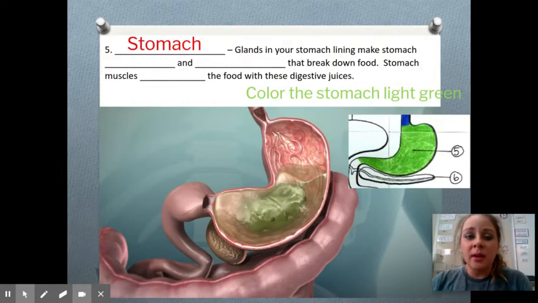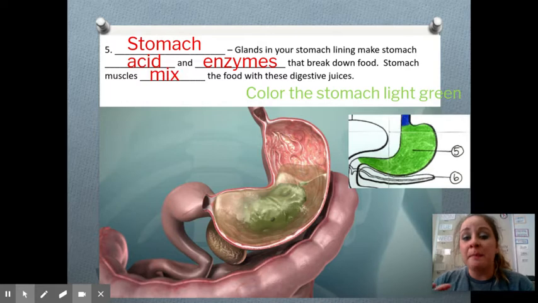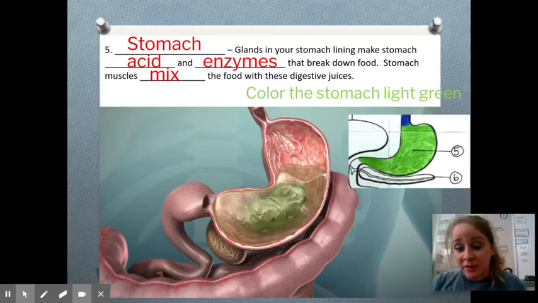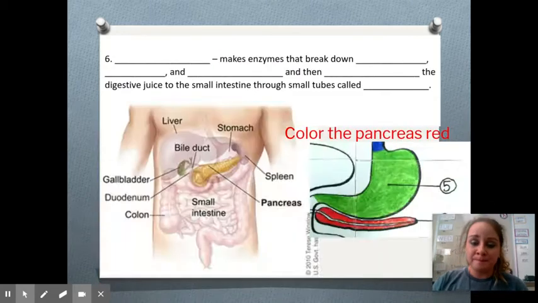Your stomach. There are glands in your stomach lining that make stomach acid and enzymes that break down food. Stomach muscles mix the food with the digestive juices. So it churns, it mixes it all up. Okay, that picture is a really gross looking picture. That is not an actual picture. It's a kind of cartoony picture to help you get a visualization of what we're talking about.